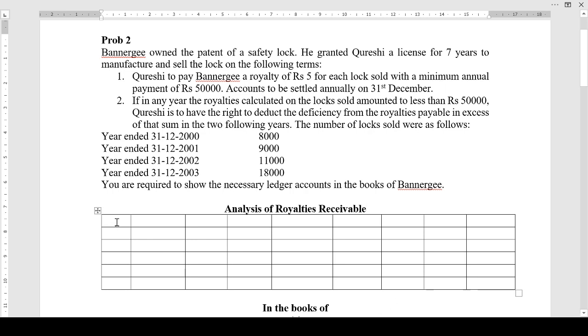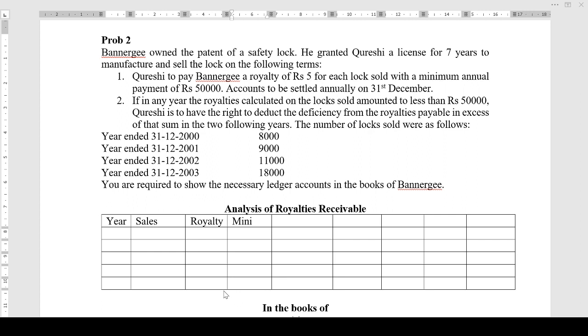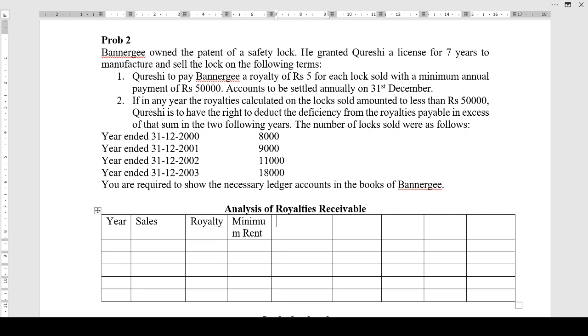So we have the year. Then what's the next column after year? Production. So here it's going to be sales. Then we have royalty. Then we have minimum rent. Next will be short working.